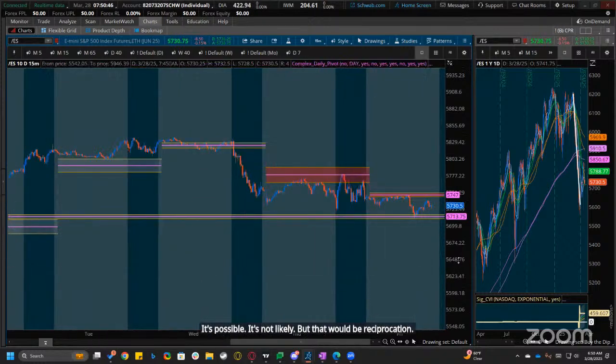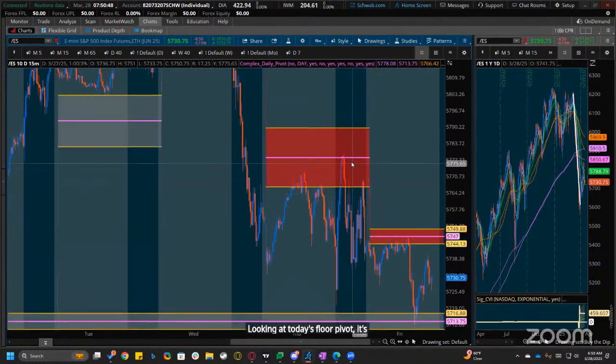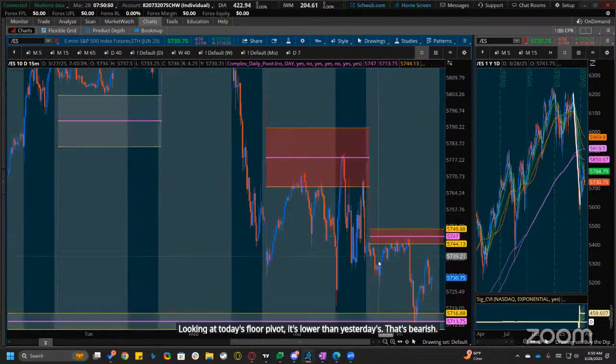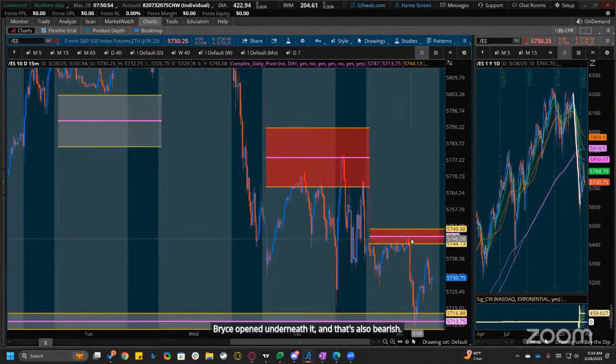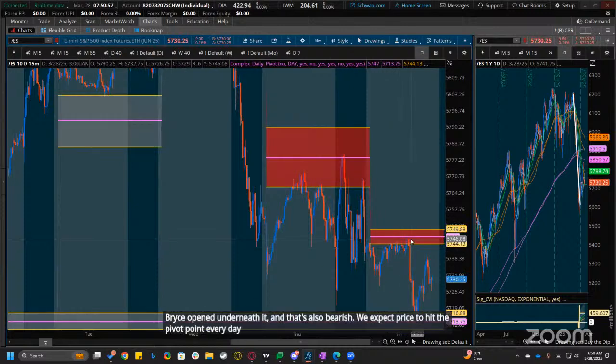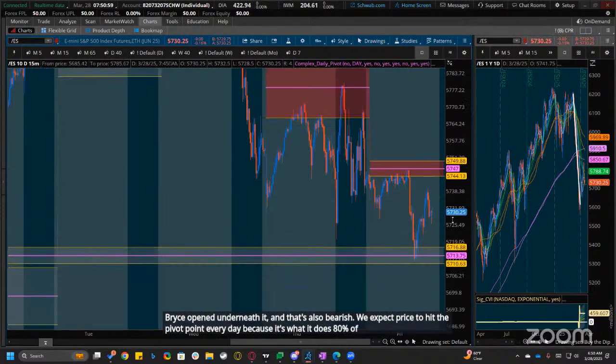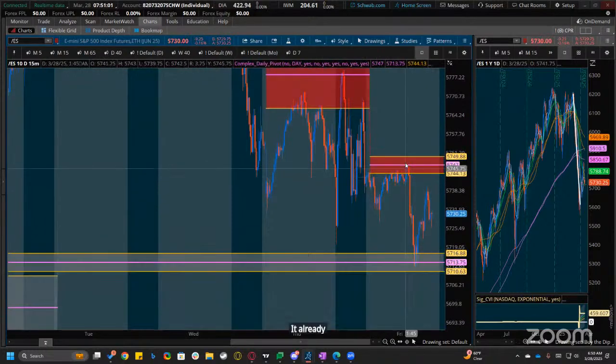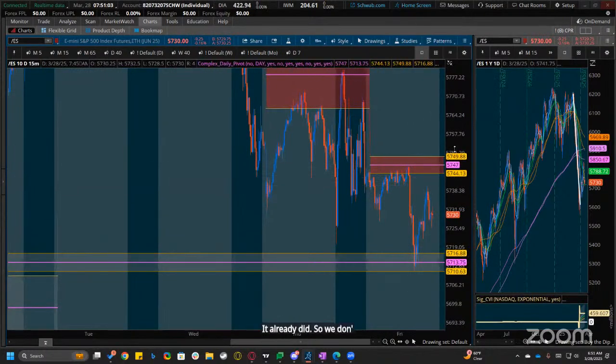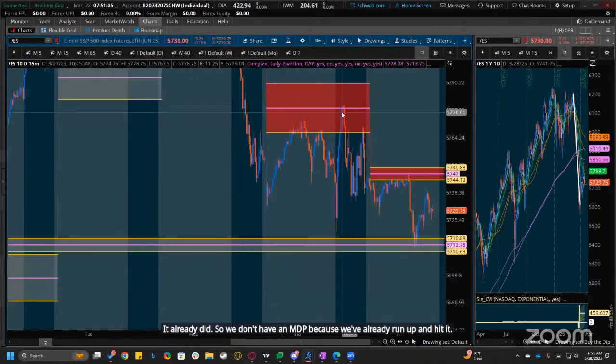Looking at today's floor pivot, it's lower than yesterday's. That's bearish. Price opened underneath it, and that's also bearish. We expect price to hit the pivot point every day because it's what it does 80% of the time, and golly gee, it already did. So we don't have an MDP because we've already run up and hit it. Kind of like we did yesterday.